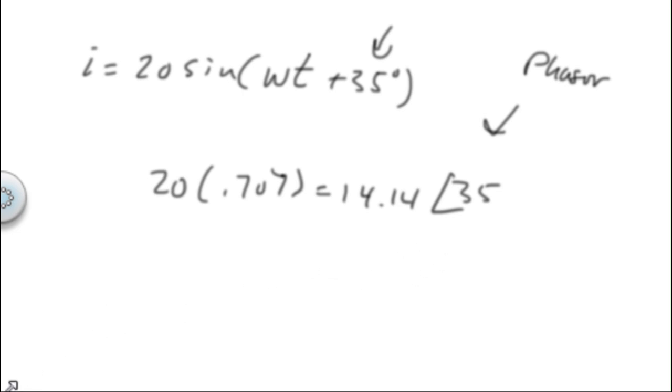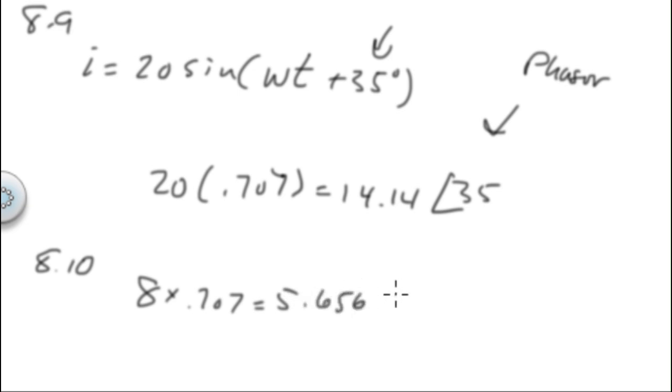So now for the next one, that would be 8-9. So for the next one, 8-10, we have a peak value of 8. So it's 8 times 0.707, 5.656, and then it's an angle leading of 55 degrees. So that is my phasor.